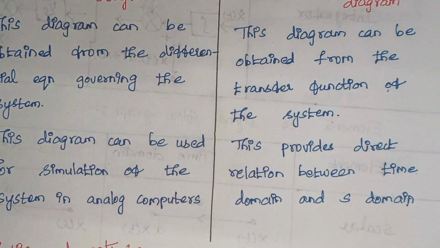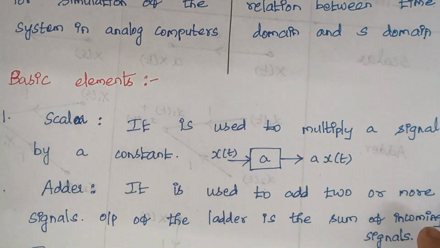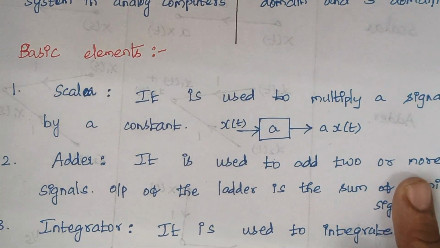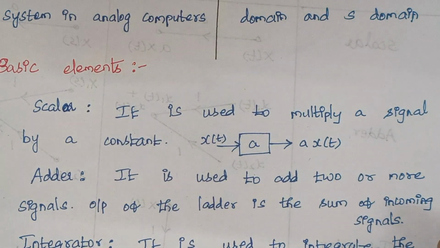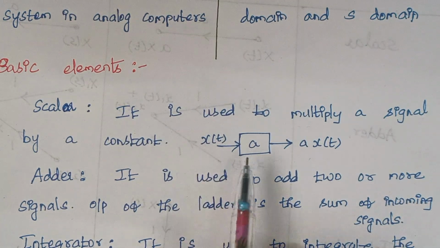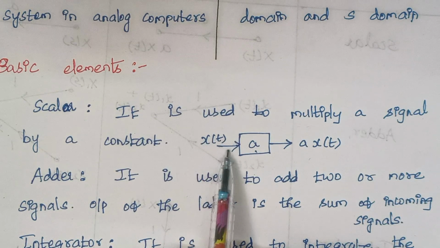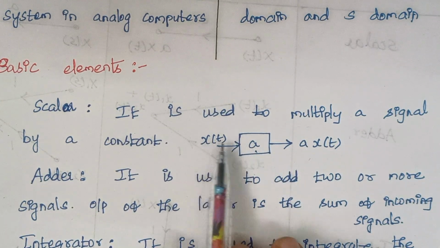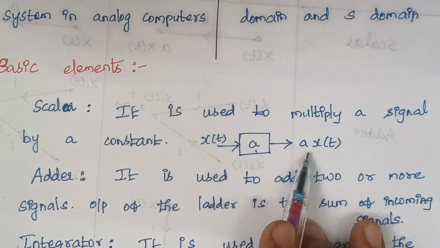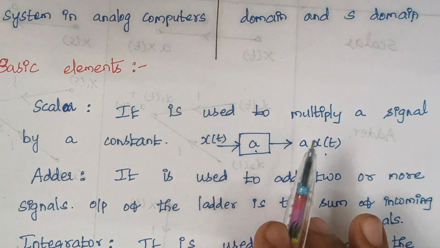And the next thing is we are going to discuss about basic elements. Here there are three basic elements. The first one is scalar. Scalar, as we all know, is nothing but a constant. Here you see, A is a scalar and x of t is a signal. So what will be the output? We have to multiply these two elements. So the final output is A into x of t, right? So this is a scalar.